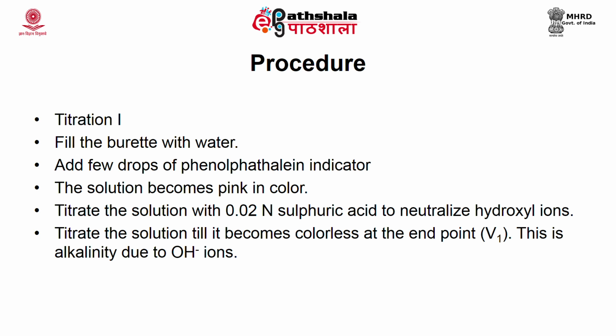When you add phenolphthalein to the solution, the color of the solution becomes pink because of the presence of OH ions. As you go on adding acidic solution to the sample, the solution becomes colorless at the end point, and this end point gives the OH alkalinity, but the solution may contain carbonate as well as bicarbonate alkalinity.